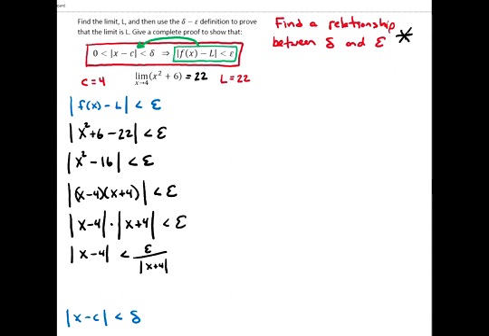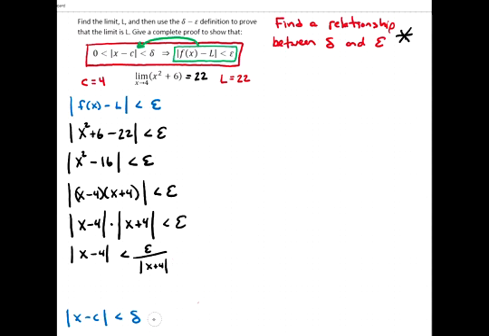We want a relationship between delta and epsilon, not delta, epsilon, and x. So right now we have this relationship, so we have x minus c on the left. Whatever's on the right is delta, but this can't be our delta because this contains an epsilon and an x, and that's one more variable than we want in this relationship. So we have to get rid of that x.